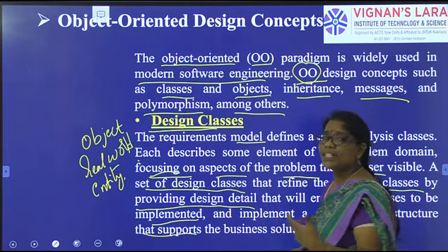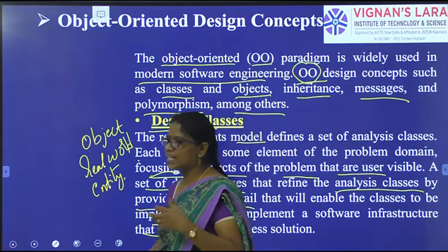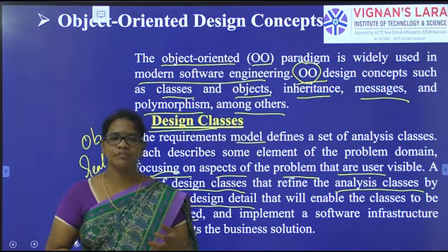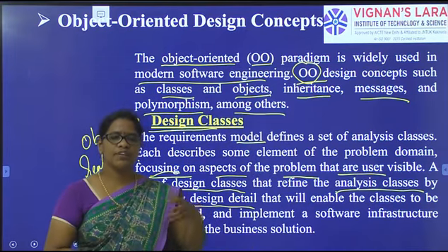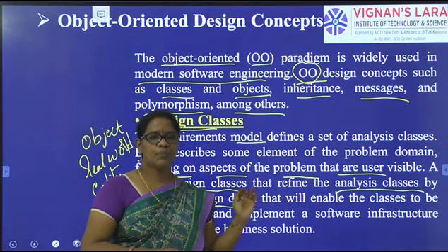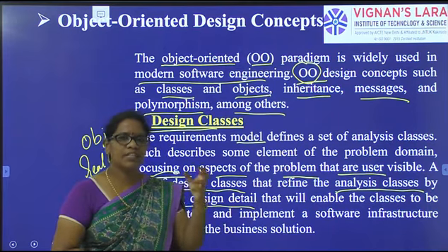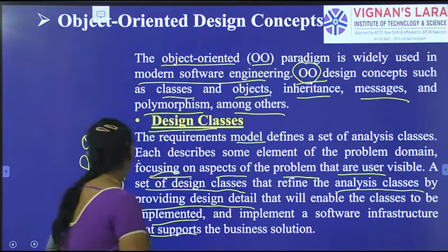By using this class model, we refine the analysis classes in the requirement model. It provides some design details. By using class diagrams, it will provide design detail. There is a one-to-many relationship, and between some objects there is a one-to-one relationship. Like that, it gives us some structure.